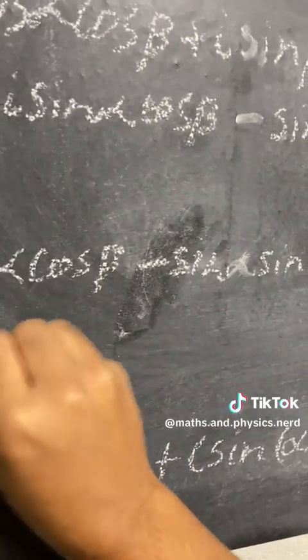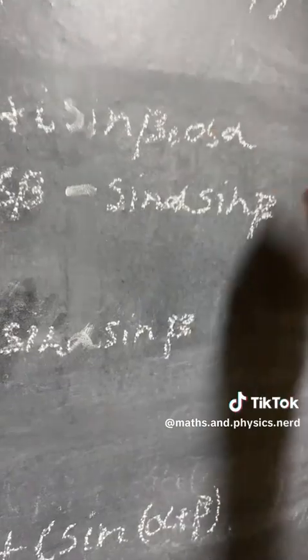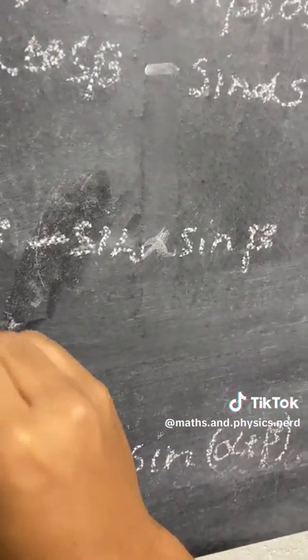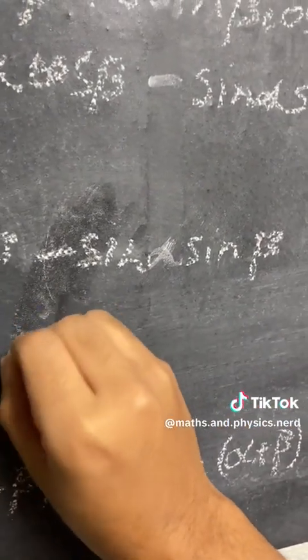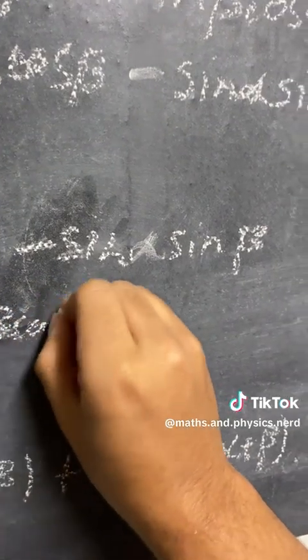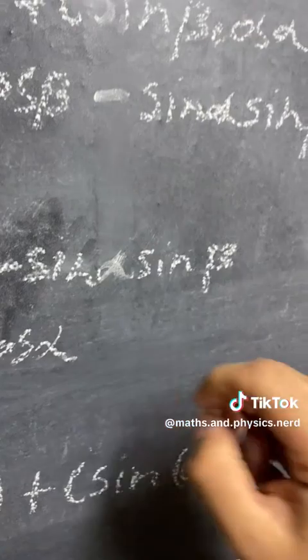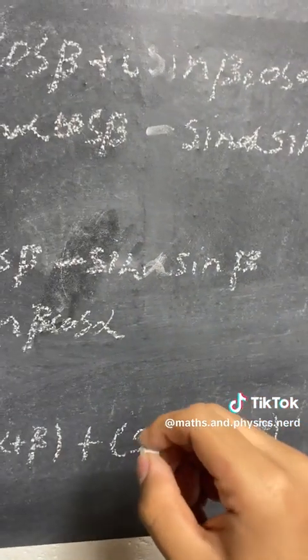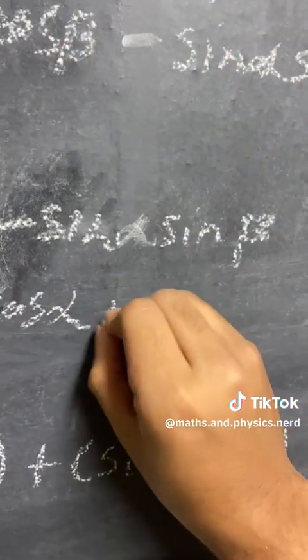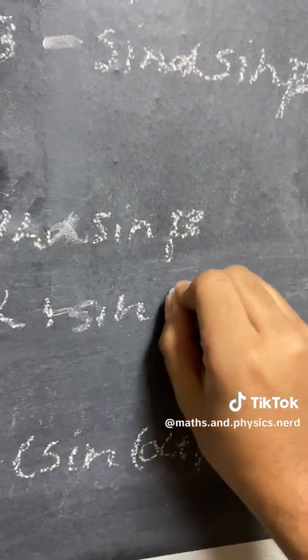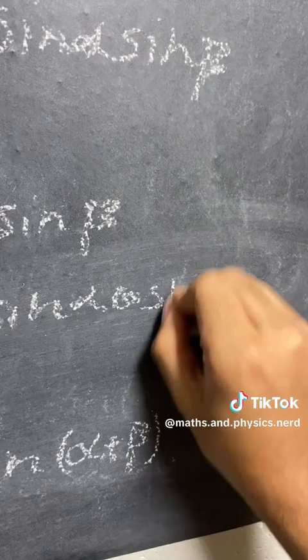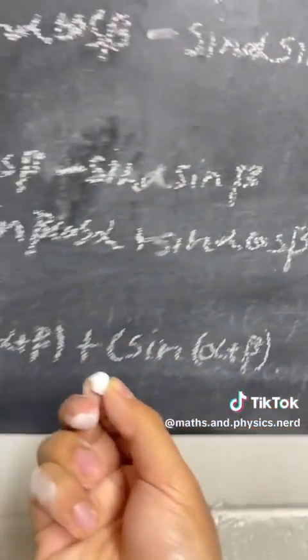plus i multiplied by sine beta cos alpha plus sine alpha cos beta. This chalk really is finished.